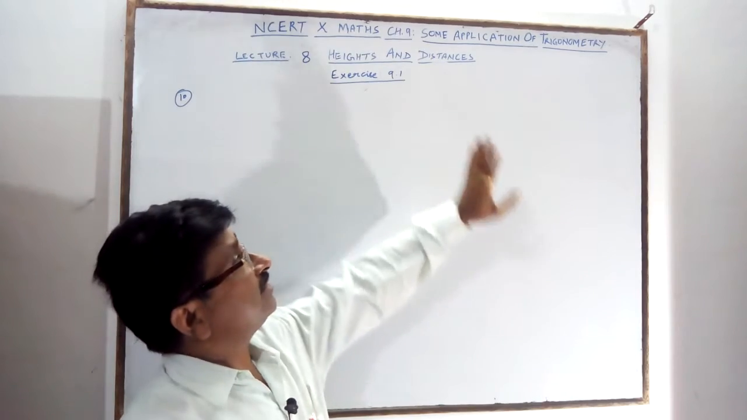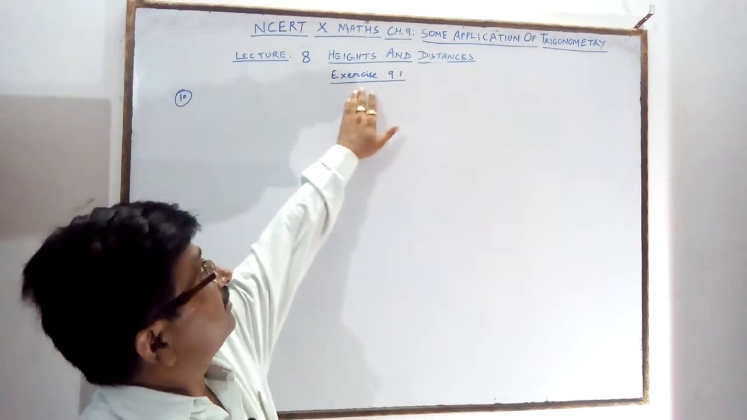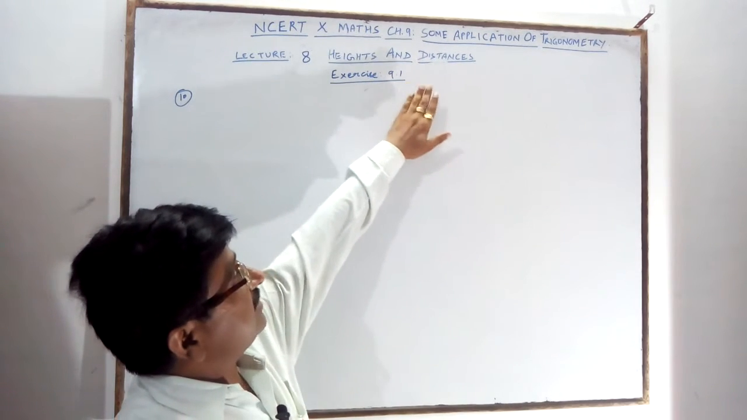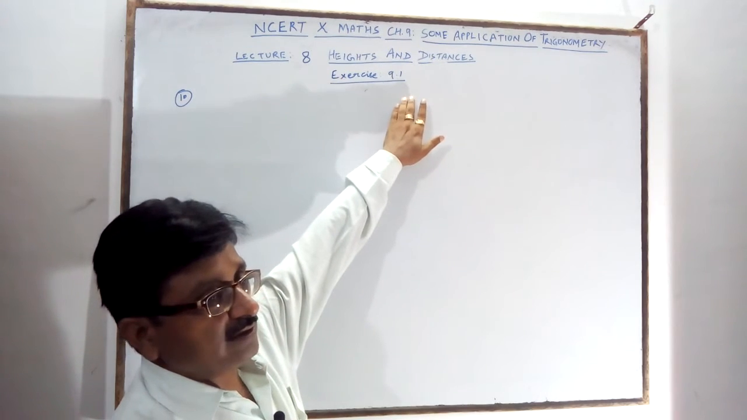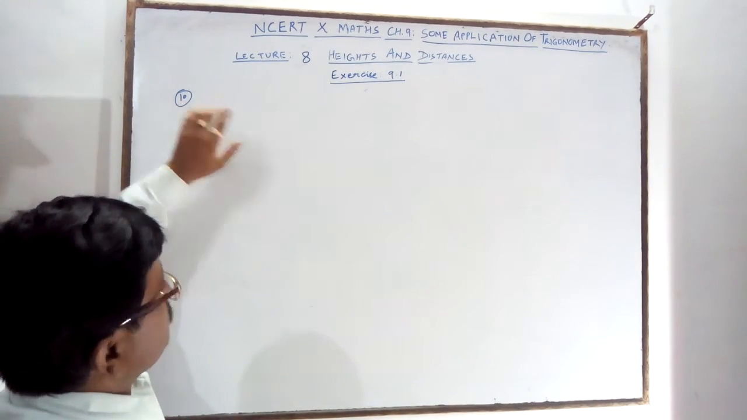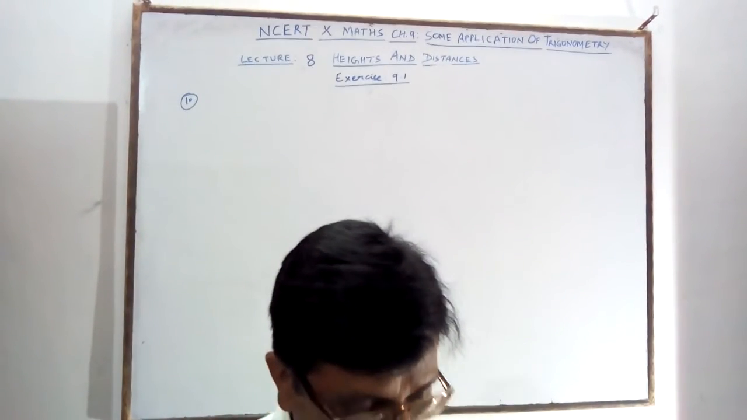Some applications of trigonometry, the heights and distances chapter. It is a very important topic in this chapter. Exercise 9.1, some questions I have explained. Now you will see the 10th question of your NCERT book. Question number 10 is given.